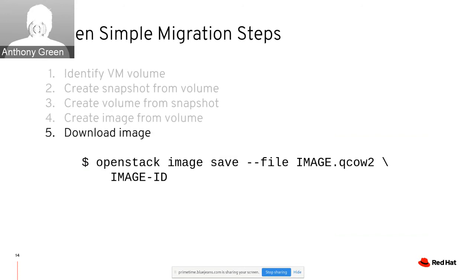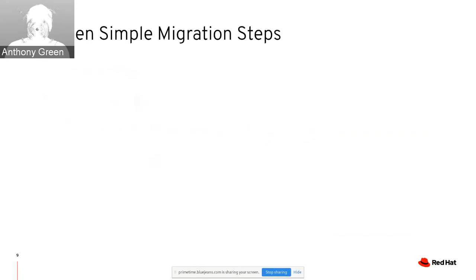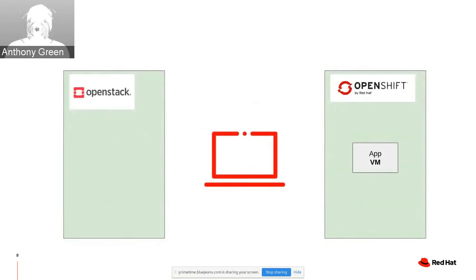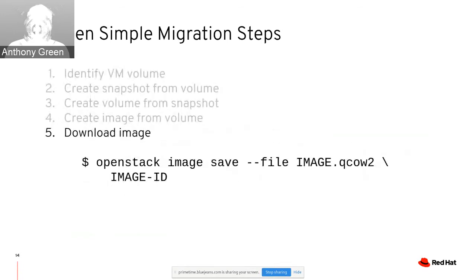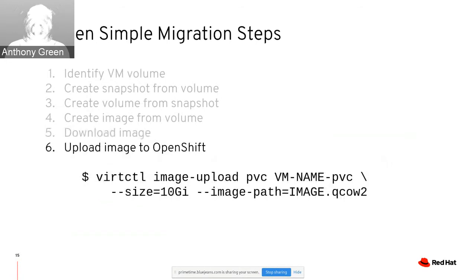Then we simply download the QCOW image to the laptop. Remember, my laptop is in the middle of this picture. That's where all these commands are running, the tools running in that environment. So we download the image locally, and then simply upload it to OpenShift. So for OpenShift, we provide a virtctl tool to take the QCOW image, upload it into OpenShift, and it gets copied onto a persistent volume.